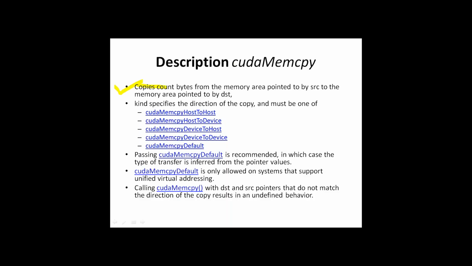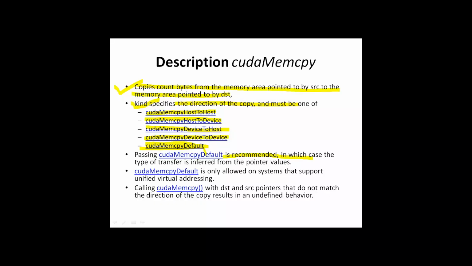As we discussed, it copies count bytes from the memory area pointed to by the source to the memory area pointed to by the destination. Now the fourth argument is the direction of the copy. It can be any of these: from host to host, from host to device, from device to host, from device to device, or the last one, cudaMemcpyDefault.